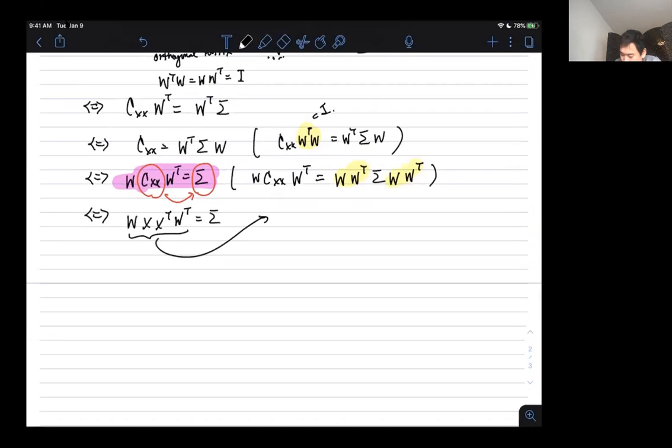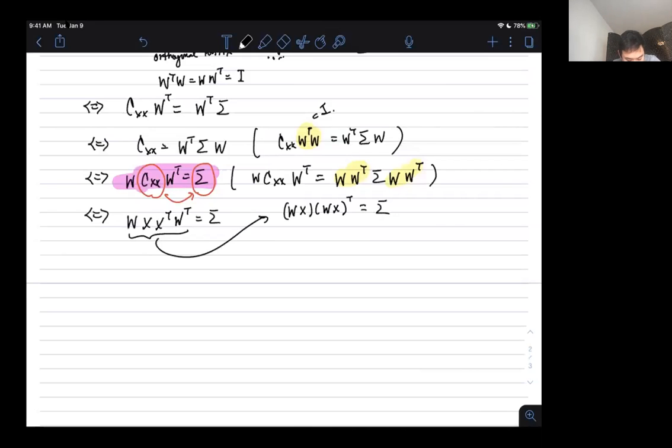This term is going to be Wx times Wx transpose. This just comes from one of the identities associated with the transpose. If you have a product of many matrices, and you want to look at the transpose of it, then what you do is you look at the transpose of all those matrices involved in this product, and then multiply them all together, however, in the opposite, reverse order. And then this equals sigma.